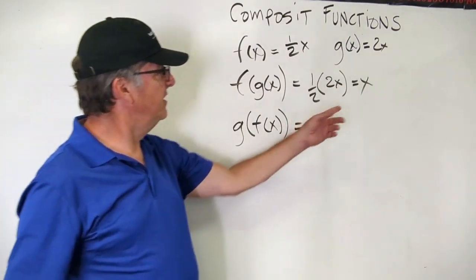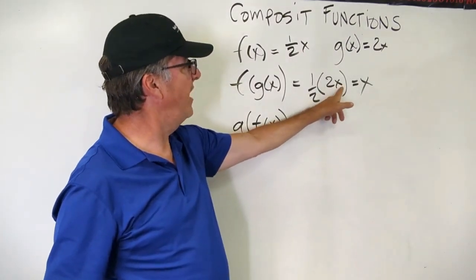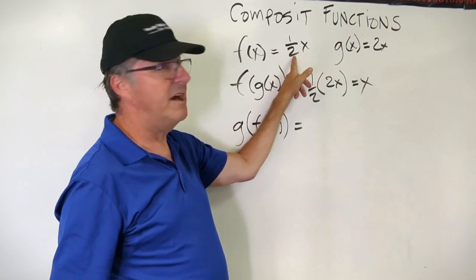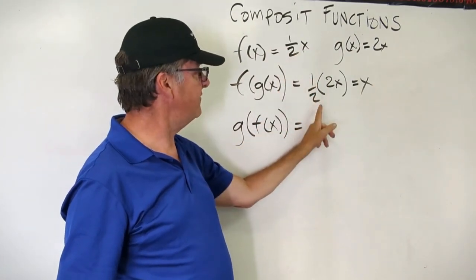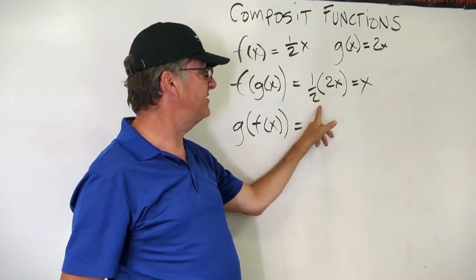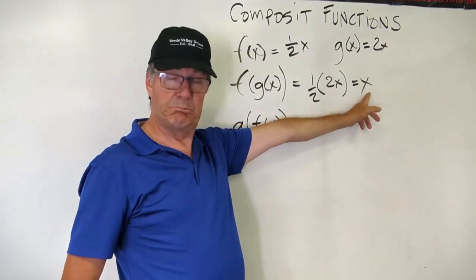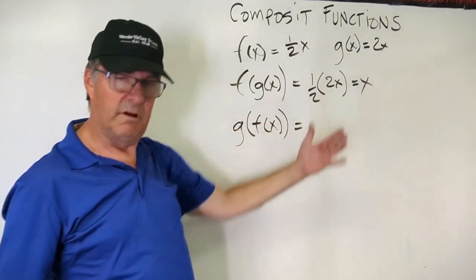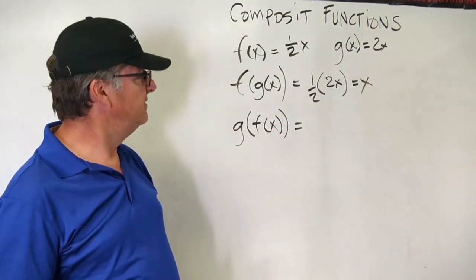Okay, when I do this, here's my g of x, that's 2x, and now I'm going to put my f of x around it, which is just 1/2 x. So the 1/2 goes on the outside. Now, you'll notice when I do 2 times 1/2 to simplify this down, I just get x. Interesting result. We didn't get that before.